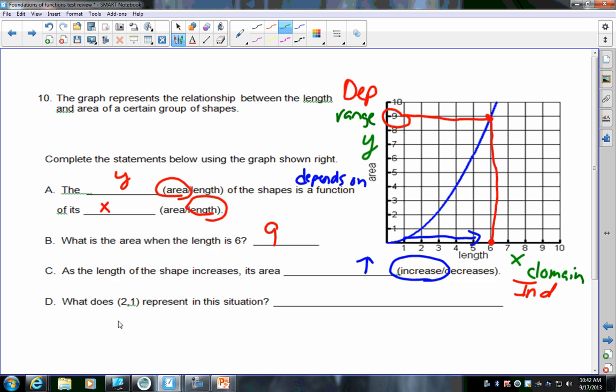Then it says, what does (2, 1) represent? (2, 1) is this point right here. Well, remember 2 is the X, 1 is the Y. Well, X is length, Y is area. So it means that when the length is 2, the area is 1. That's what that number right there represents. A length of 2 and an area of 1.